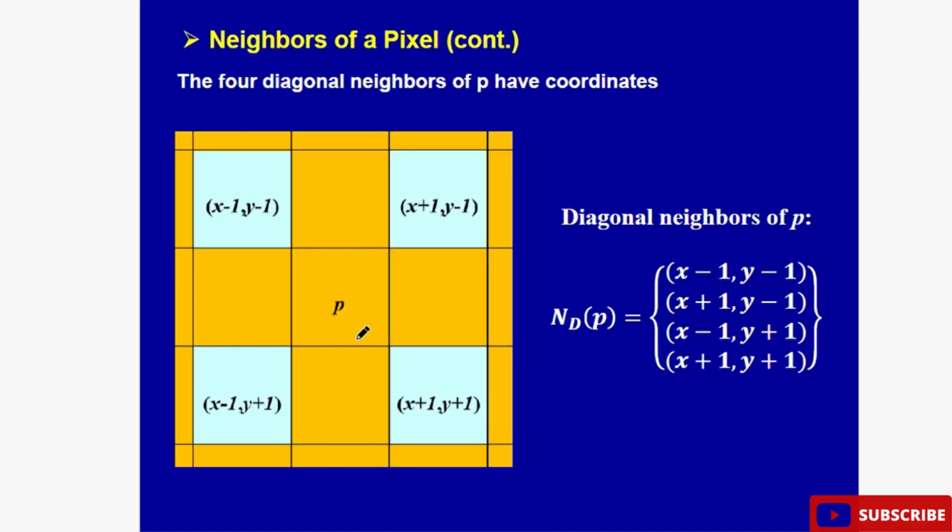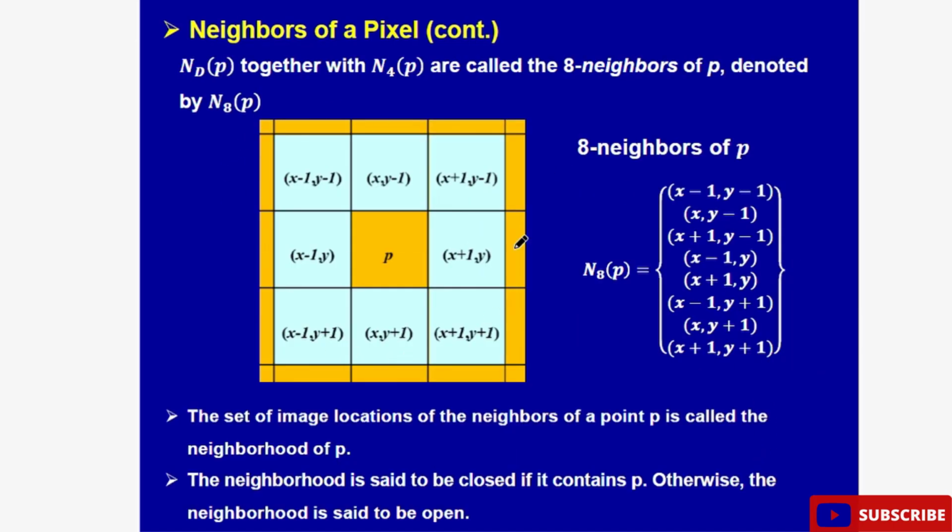In a similar manner, P has four diagonal neighbors like this. These two are diagonal neighbors and these two are also diagonal neighbors. Those diagonal neighbors are represented with ND of P, and these are all the pixels. Combined, you have 8 neighbor pixels for the pixel P. ND of P and N4 of P together are called the 8 neighbors of P, represented with N8 of P, and these are all the pixel notations.